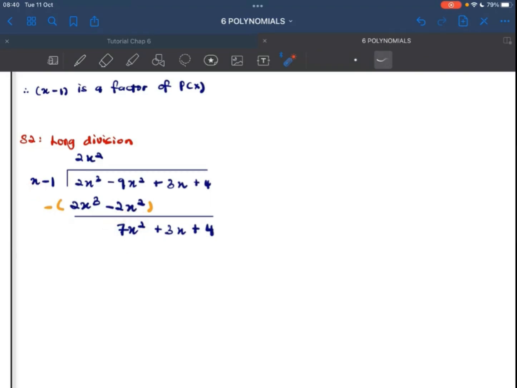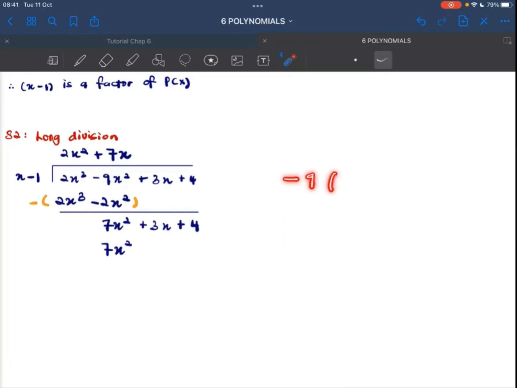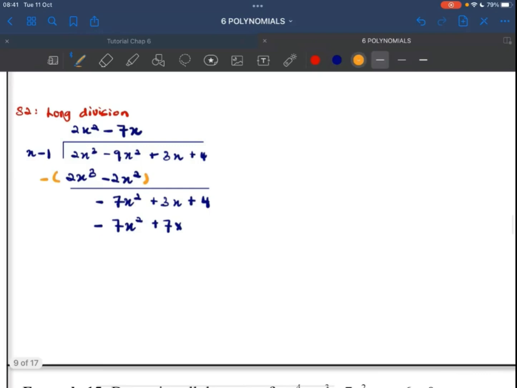Negative 7x square divided by x, we have negative 7x on top, and then multiply back. Sorry, negative 7x square. So here is negative 7. Okay, so multiply back: negative 7x square... negative 7x multiply by negative 1, here we have plus 7x. So stop there.